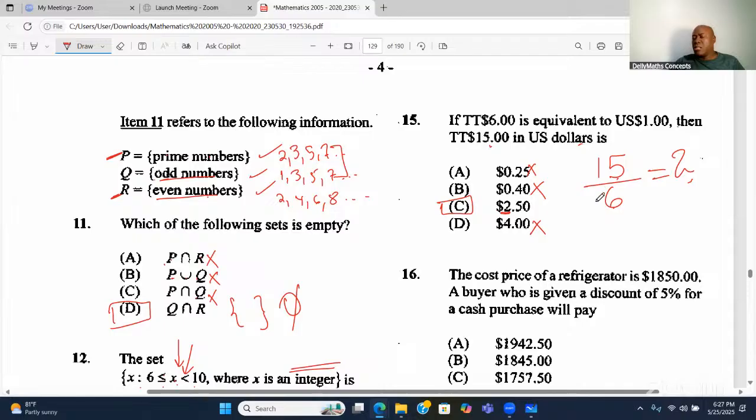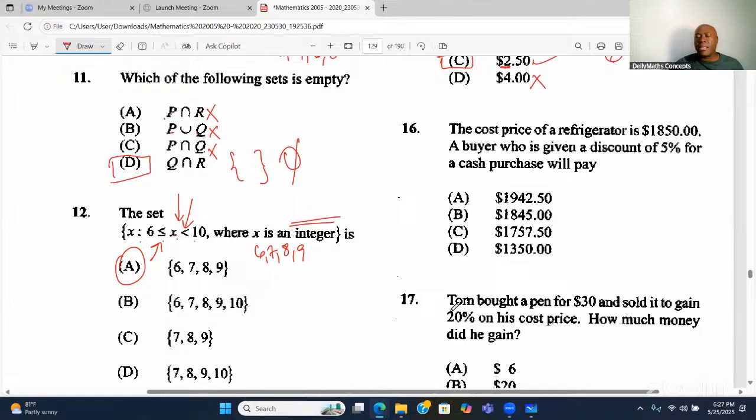The moment I said 15 divided by 6, there's only one option with a 2 here, so I'm gone. But you all see that there'll be a remainder of 3, and 3 over 6 is 0.5. I don't even need to go there because the question never set up to struggle me. So we grab that and we're gone. That is C right there. Let's take a look at this one.